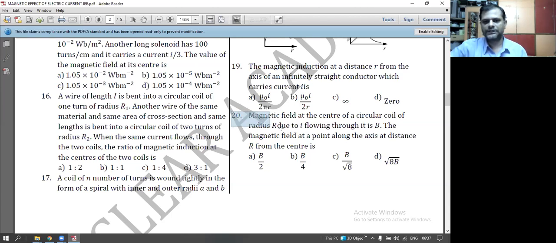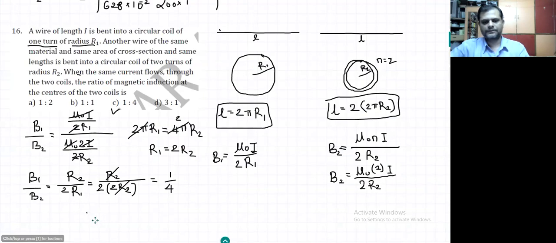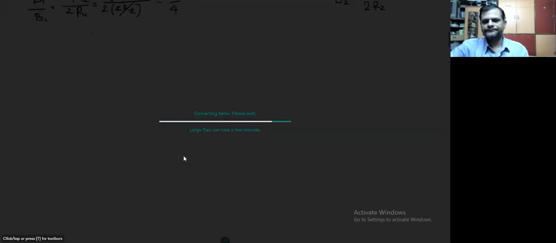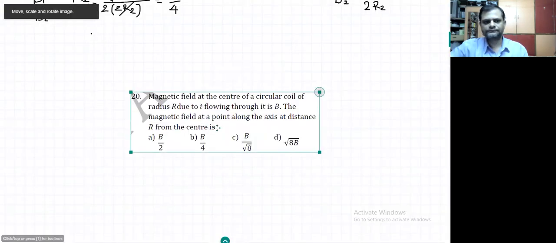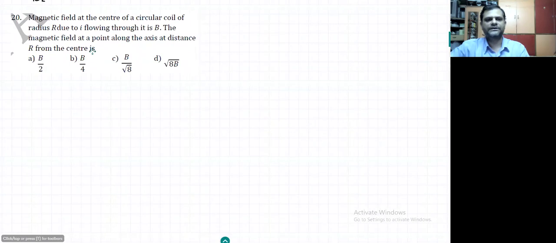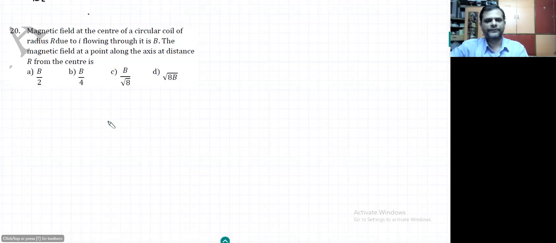Let us take this 20. Okay, just read the question. Magnetic field at a center of a circular coil of radius R due to the current I flowing through it is B. Okay, B is the magnetic field at the center. The magnetic field at a point along the axis at a distance R from the center is.